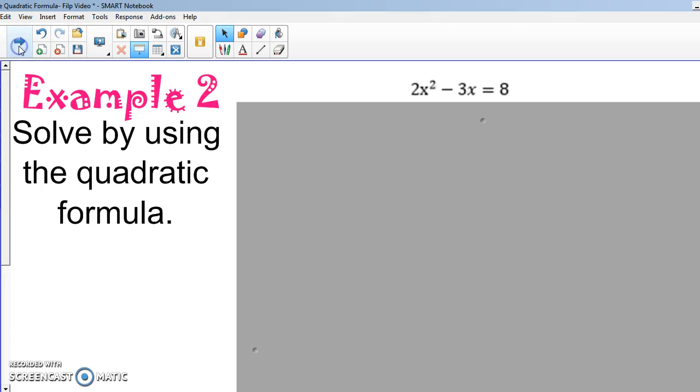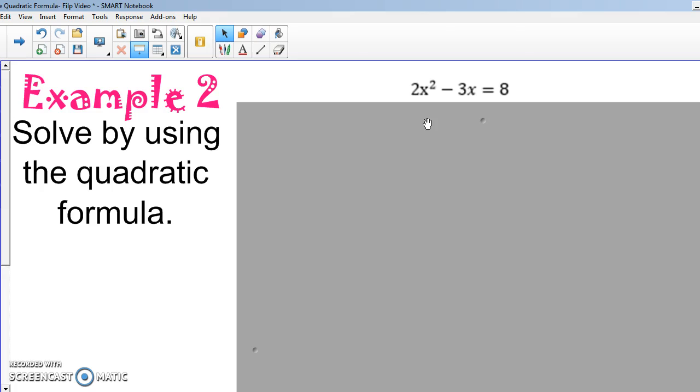Right. The next example that we're going to look at is 2x squared minus 3x equals 8. Now, this is a quadratic function because it's x squared. However, the problem is that this is not in standard form. So whenever you have a quadratic function that's not in standard form, meaning that everything's not on one side of the equal sign, that's what you have to do first.